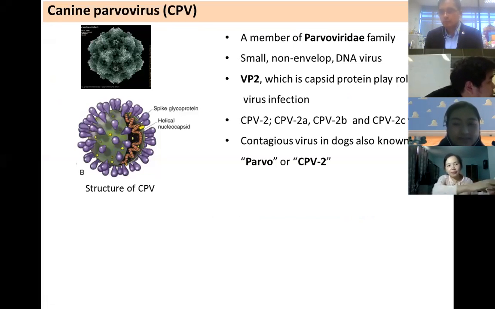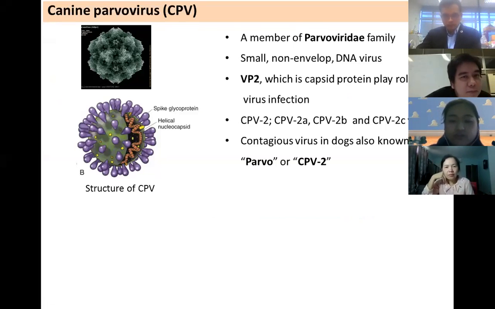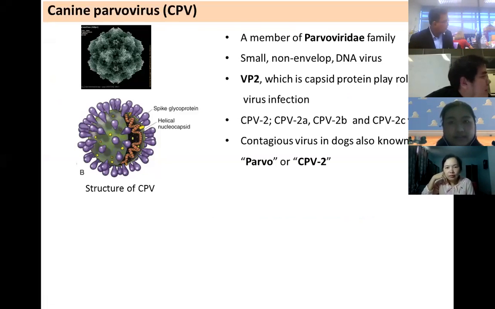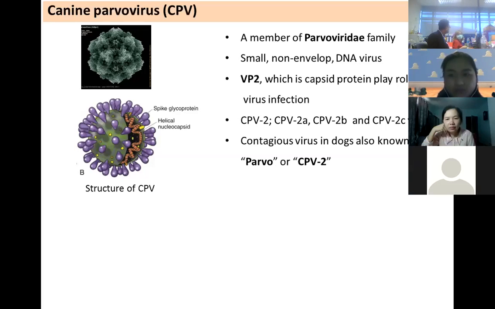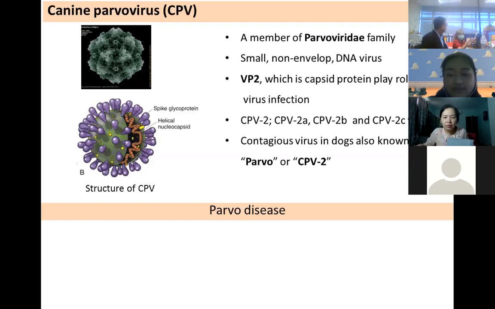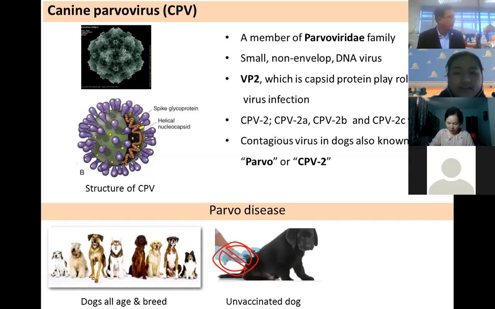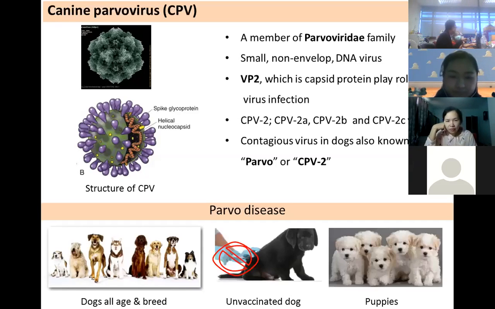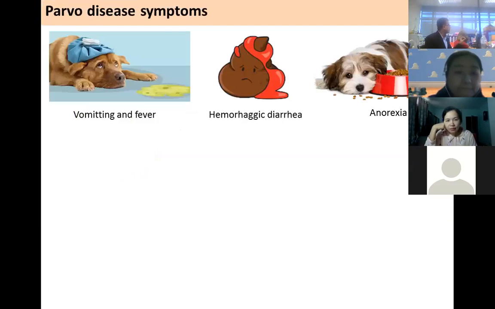Canine parvovirus or CPV is a contagious virus in the family of Parvoviridae. CPV is a non-enveloped virus containing DNA as genetic material, and they use the capsid protein called VP2 that plays an important role for virus infection. The canine parvovirus type 2 is the leading cause of morbidity and mortality in dogs globally, and it evolved into 3 variant strains, which are CPV 2A, 2B, and 2C. This infection is also known as parvo disease, which can be found in dogs of any age and breed, especially unvaccinated dogs and puppies, which are susceptible to this infection. Parvo disease symptoms are vomiting, hemorrhagic diarrhea, anorexia, and sudden death.